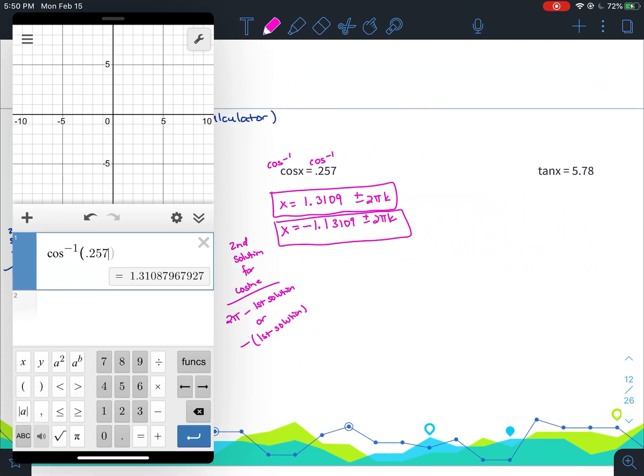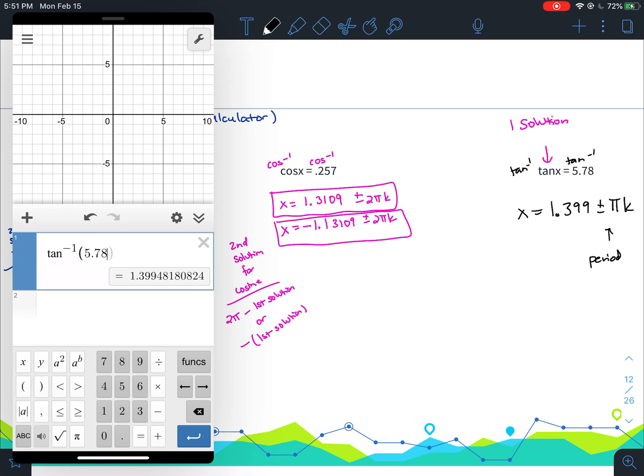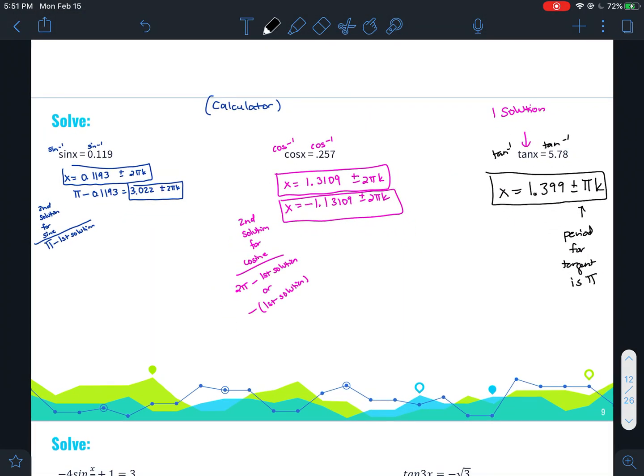The good news for tangent, you only need to find one solution. So for tangent and cotangent, you only need to find one solution. So to find one solution, we're just going to take the inverse tangent on both sides. And so x is going to be the inverse tangent, and remember, make sure you're in radians, of 0.578. So the inverse tangent of 0.578 is 1.399, and then plus or minus the period, and the period for tangent is pi. So it's going to be plus or minus pi k for tangent. And so those would be how you could solve these types of problems using your calculator.